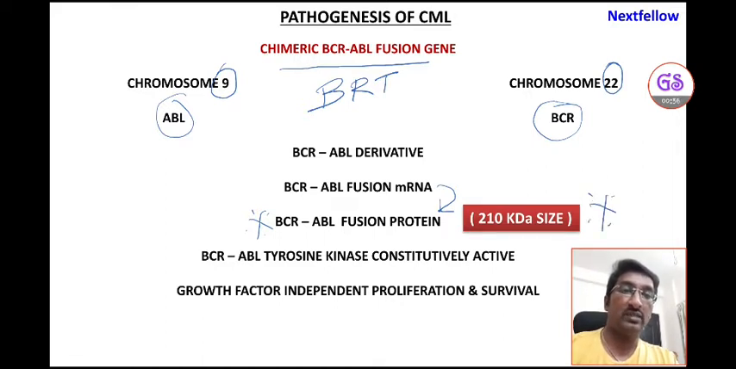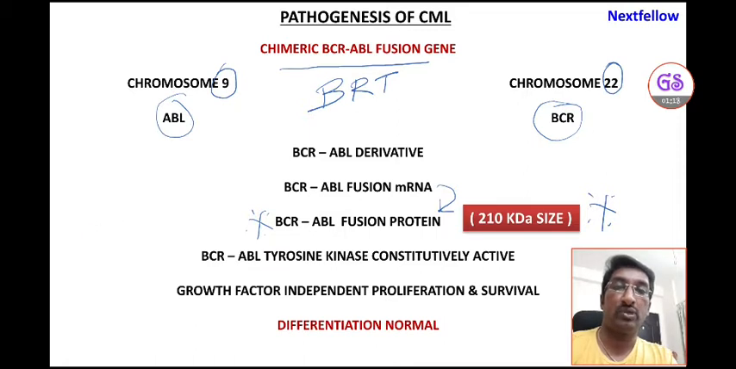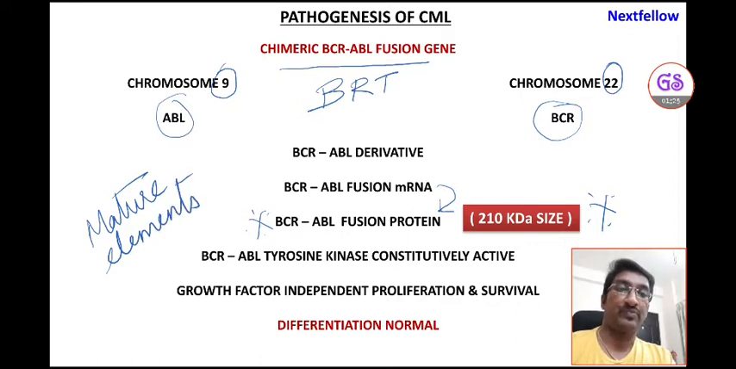And this protein will activate the tyrosine kinase constitutively, which means the bone marrow progenitor cells will proliferate and survive without depending on the growth factor, which we call growth factor independent proliferation and survival. But the important point to note here is it does not affect the differentiation, which is very important, and that is why we tend to see a lot of mature elements in chronic myelogenous leukemia. Okay, so the differentiation is normal.